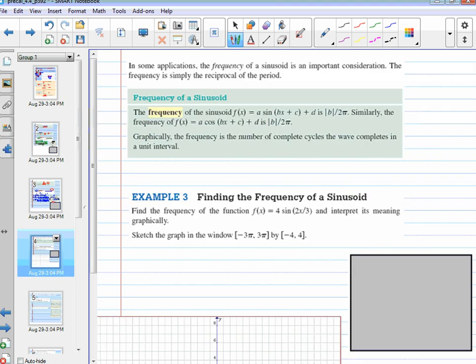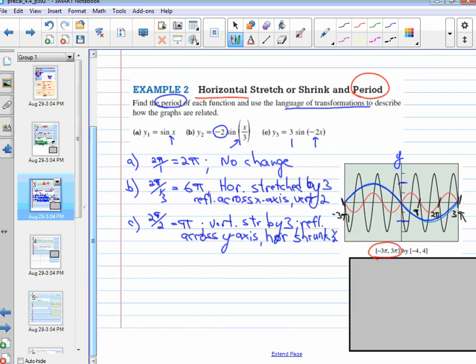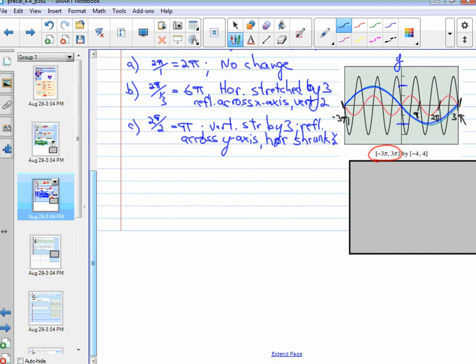Next page. Question? A little confused. Just like in my imagination, if you reflect by the y-axis and reflect by the x-axis, it looks like the same thing. You're right. That's exactly right.